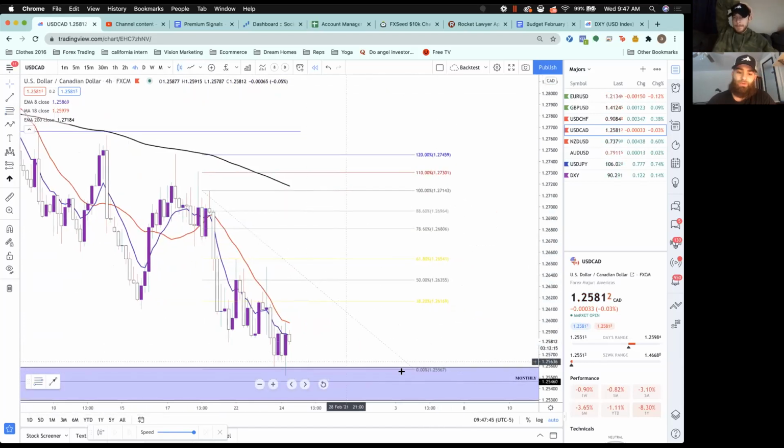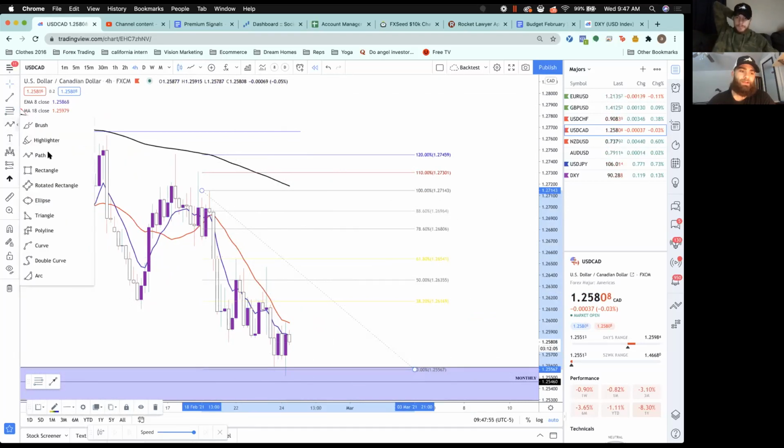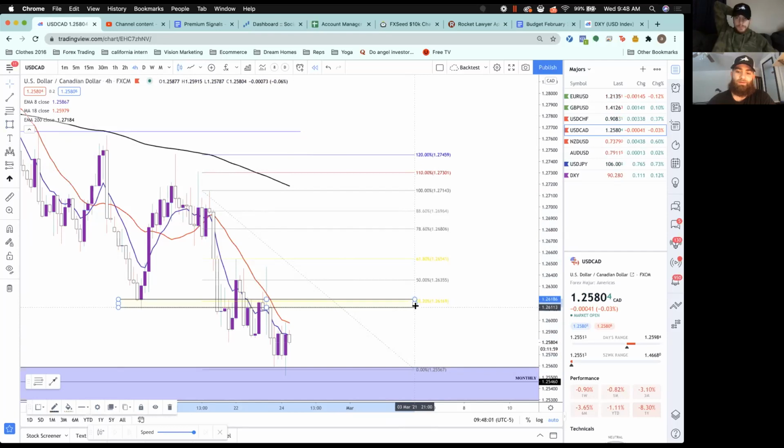So now I've got a whole entire new idea in here. We want to see a pullback to any of these levels. 38.2 would be a nice area to look for a little pullback to. But overall, we're still bearish on the 4 hour time frame.